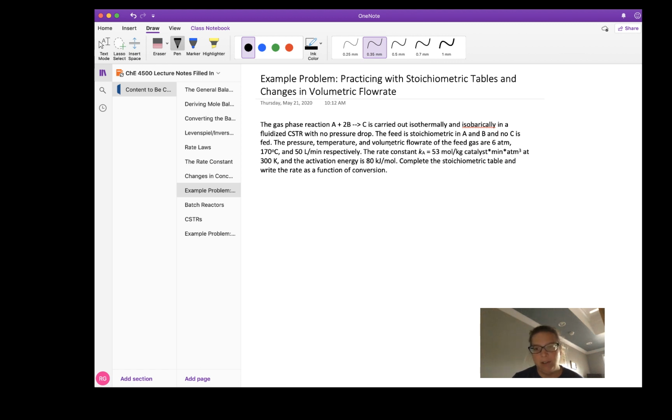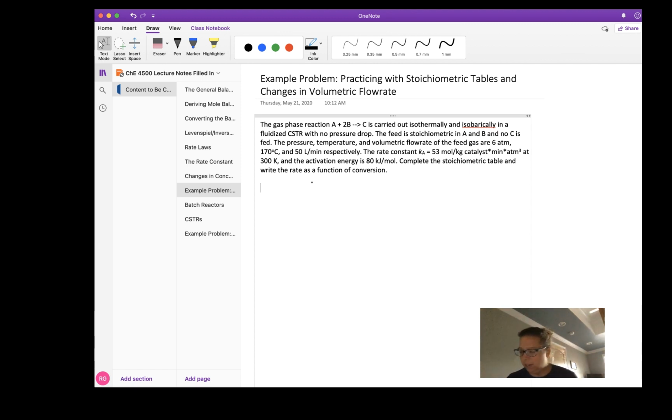The pressure, temperature, and volumetric flow rate of the feed gas are 6 atmospheres, 170 degrees Celsius, and 50 liters per minute respectively. The rate constant is equal to 53 moles per kilogram catalyst per minute per atmosphere cubed at 300 K, and the activation energy is 80 kilojoules per mole. So for this reaction, we're going to complete the stoichiometric table, and we're going to write the rate as a function of conversion.